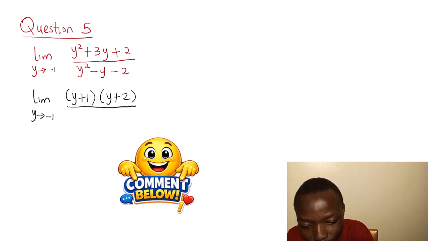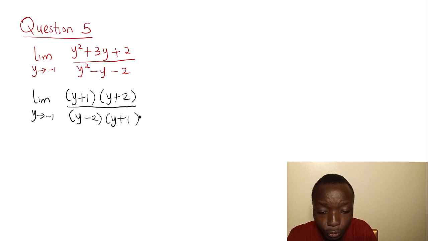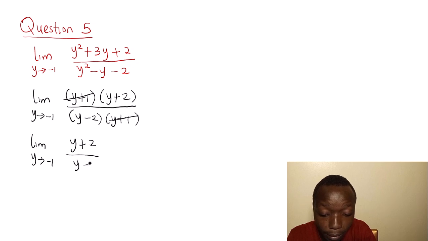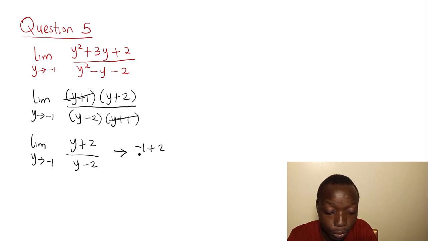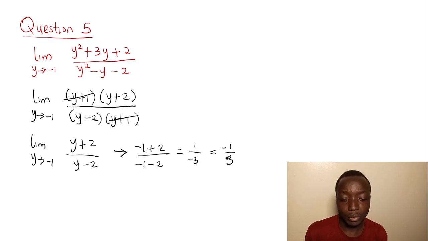All right. So if you factorize the denominator, you're going to get (y - 2)(y + 1). So y + 1 cancels. So you'll be left with the limit as y approaches -1 of (y + 2)/(y - 2). If you substitute into this, you're going to get (-1 + 2)/(-1 - 2). So this gives you 1 over -3, which is -1/3. So this is just it. Very easy to check out.